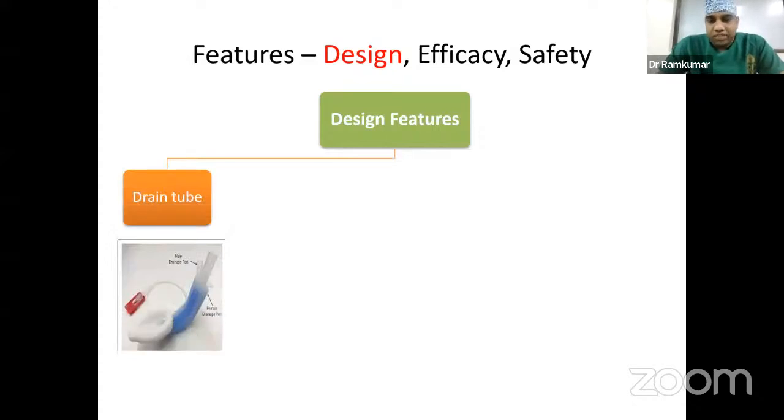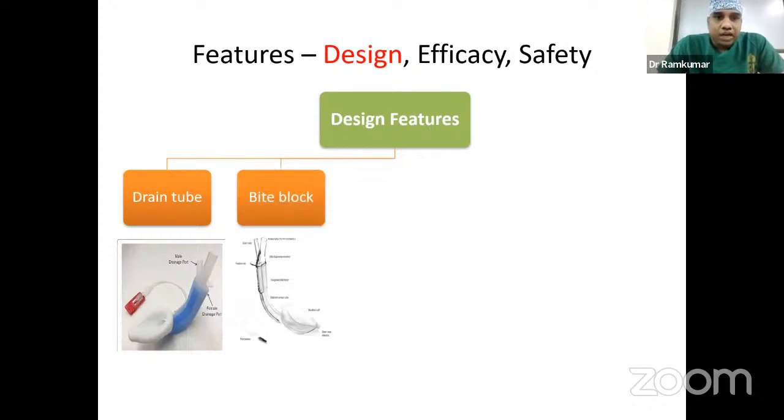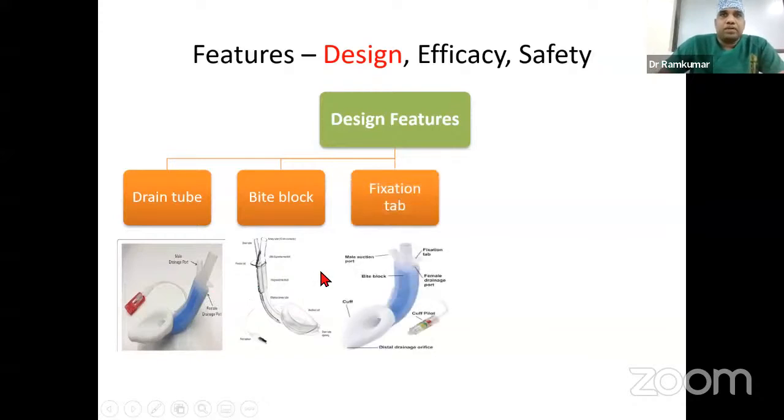Coming to the design features, the drain tube, as I already said, with the drain tube we can reduce the risk of aspiration and reduce the risk of gastric insufflation. And next is the bite block. If the patient is in an inadequate plane, they tend to bite the supraglottic device, so it can cause obstruction and they go for hypoventilation or hypoxia. The bite block is a rigid material present at the upper end of the device, as shown here, around the teeth area. It prevents occlusion of the supraglottic device when the patient is in an inadequate plane.